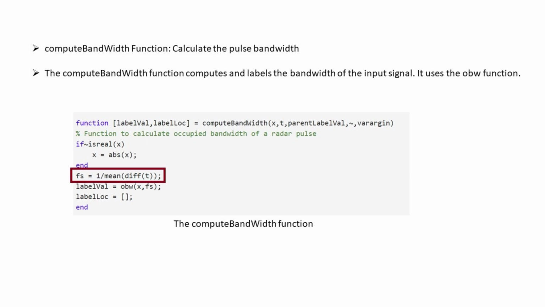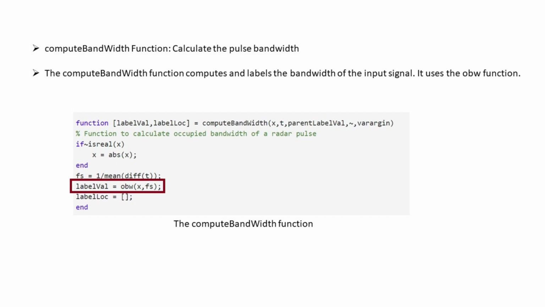Fs = 1/mean(diff(t)). This line calculates the sampling frequency Fs of the signal. diff(t) computes the differences between consecutive time points in the t array. This gives an array of time intervals between each sample. mean(diff(t)) takes the average of these time intervals, giving the average time between samples. 1/mean(diff(t)) calculates the sampling frequency Fs, which is the inverse of the average sampling interval. This value is necessary for determining the bandwidth of the signal in the frequency domain.